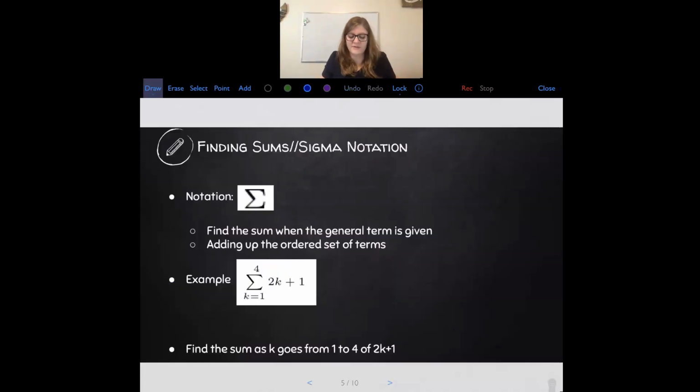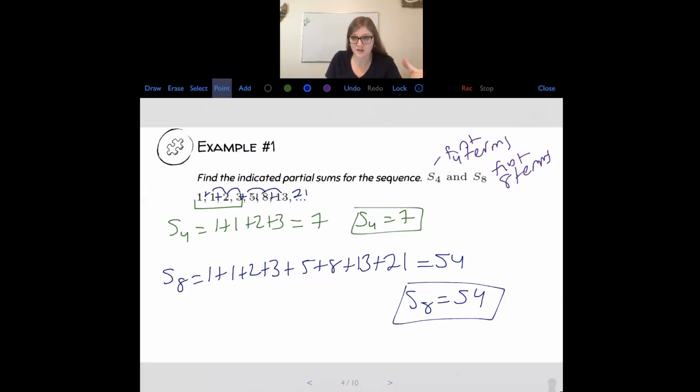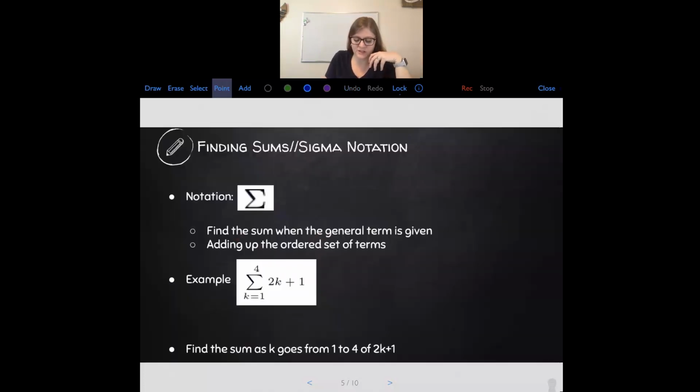Next, we're going to talk about finding sums in sigma notation. So this notation is capital sigma. It's a way to find the sum when the general term is given. And so the goal here is to add up the ordered set of terms. But what this notation is telling us is, unlike before where it's giving us the terms, this notation will allow us to find the terms that we're supposed to be adding up.